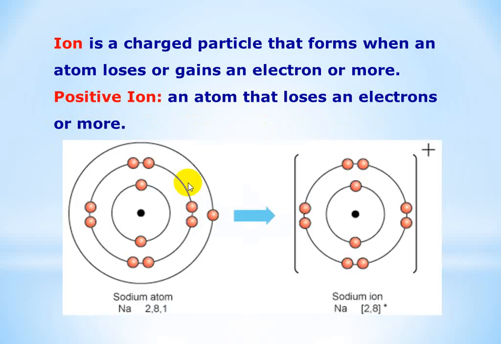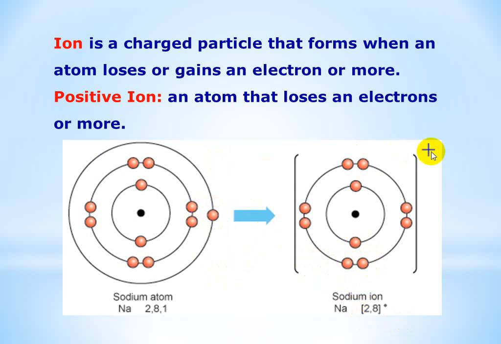For example, sodium. Sodium here has 11 electrons, 2 in the first energy level, 8 in the second energy level, and 1 in the outermost energy level. So, sodium loses this electron to be similar to the noble gas. Outermost energy level contains only 8, so it loses this electron. When it loses 1 electron, it becomes a positive ion. So electronic configuration of sodium positive ion is 2,8, because this electron is lost.